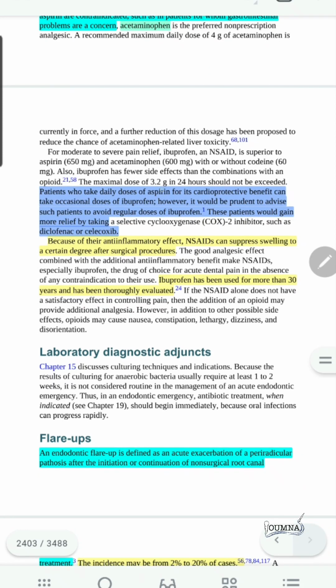If the patient is taking aspirin as a daily dose, making a combination between the aspirin and diclofenac is more effective than the combination between the aspirin and the ibuprofen.